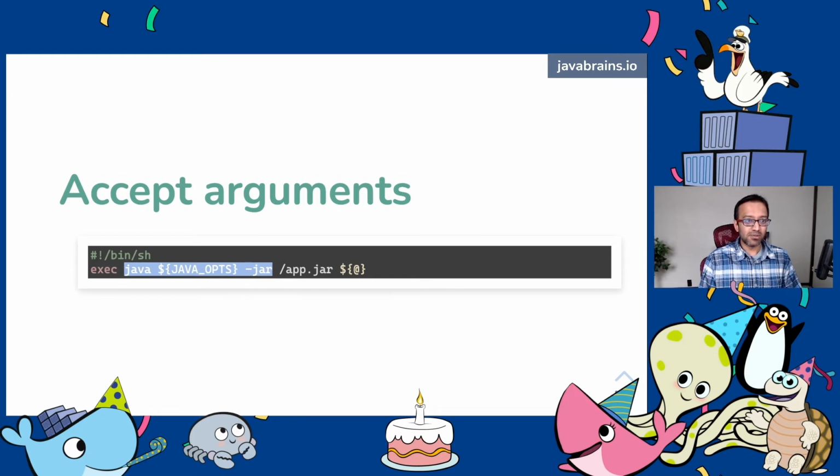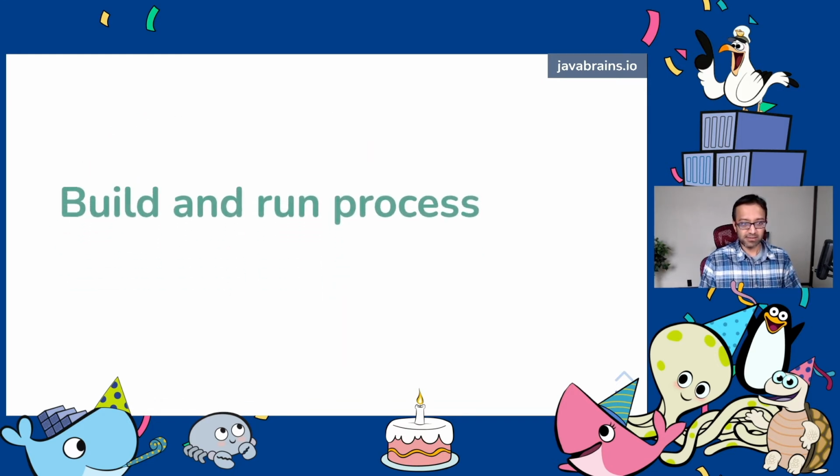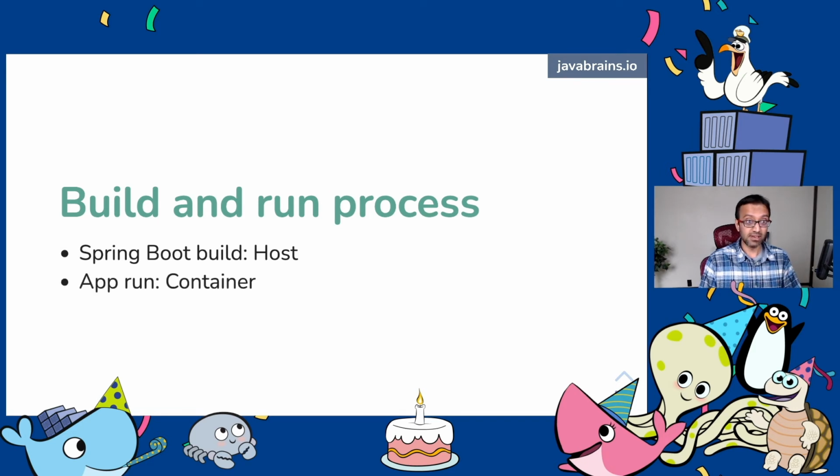Okay, so the build and run process, the way we've been doing this now, is you have a Spring Boot build being run in the host, and the app run is in the container, right? All the while, everything we've done so far assumes that you have run a Maven package command in your host machine. You have your jar available, and then the Docker process is basically just bundling it into an image and having that image be the unit of distribution.